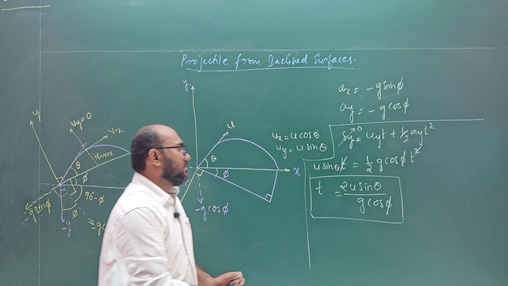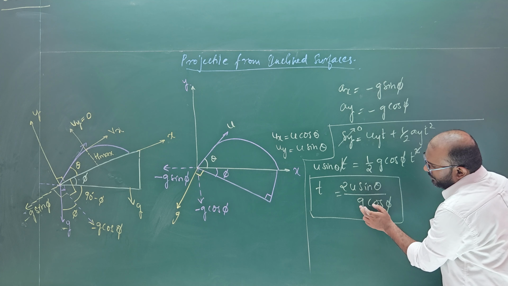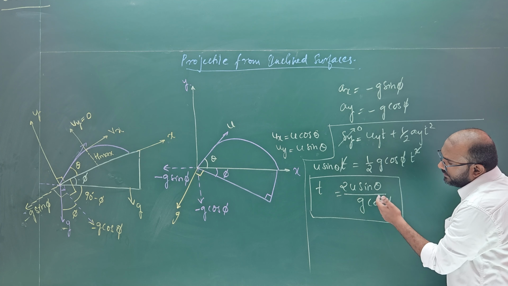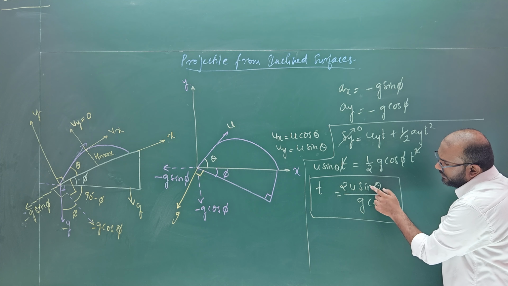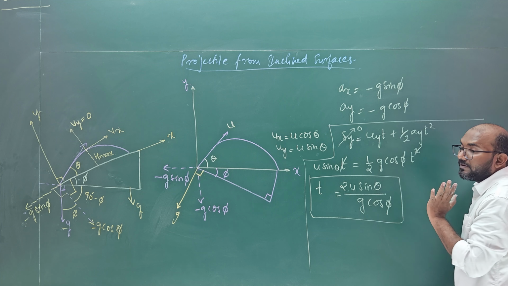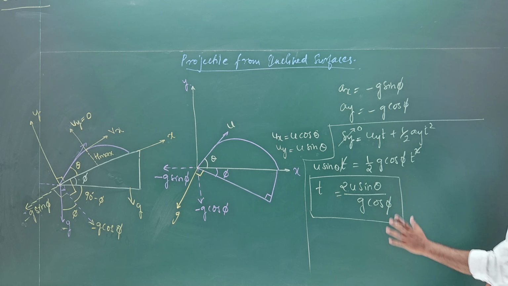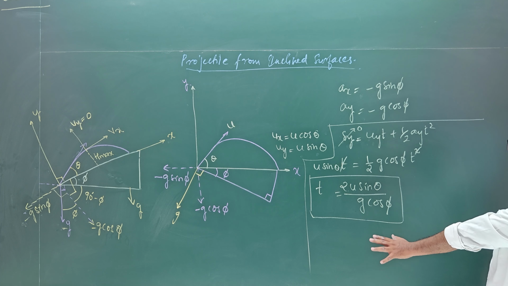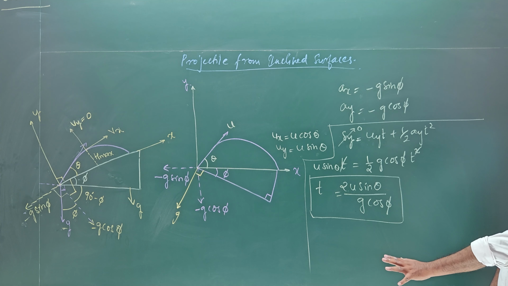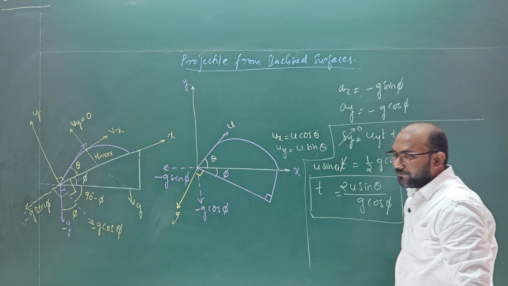Yes or no? In vertical motion, we got 2u by g. In horizontal projection, we got 2u sin theta by g. With inclined projection, we got 2u sin theta by g cos phi. Yes or no? So nothing is changing. We are deriving from those three equations only. Similarly, calculate the range and Hmax and tell me the values.